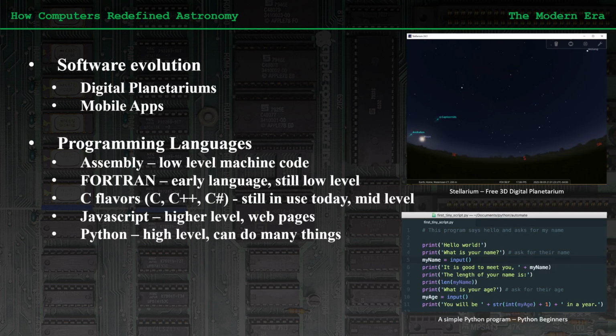Along with the breakneck pace of hardware advancements, software also advanced in leaps and bounds. For amateurs, digital planetariums continued to improve into the 90s and 2000s. Graphical capabilities became exponentially better. Nowadays, we have free software like Stellarium, a fully immersive and interactive 3D model of the sky. Smartphones brought the power of the computer revolution into our pockets. Apps of all kinds let you simply point your phone at the sky and it'll tell you what you're looking at.